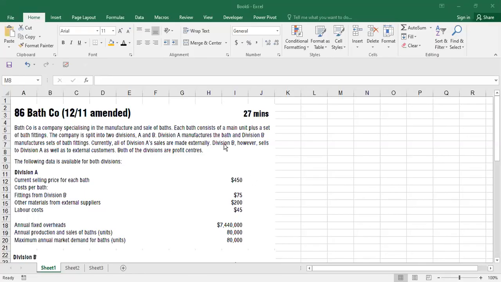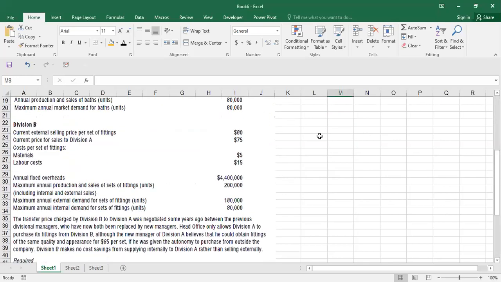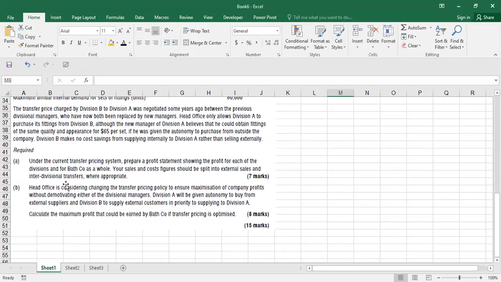Okay, so this is actually a question from transfer pricing. Let me see this situation. It says that required under the current transfer pricing system, prepare a profit statement showing the profit for each of the divisions and for Bath company as a whole. So under the existing system, you have to calculate the divisional profit and the total profit for the company.